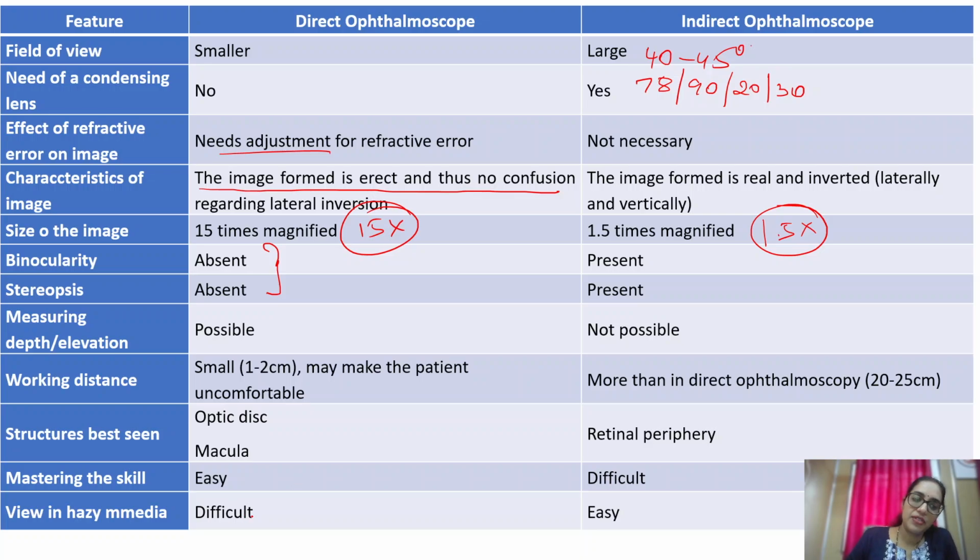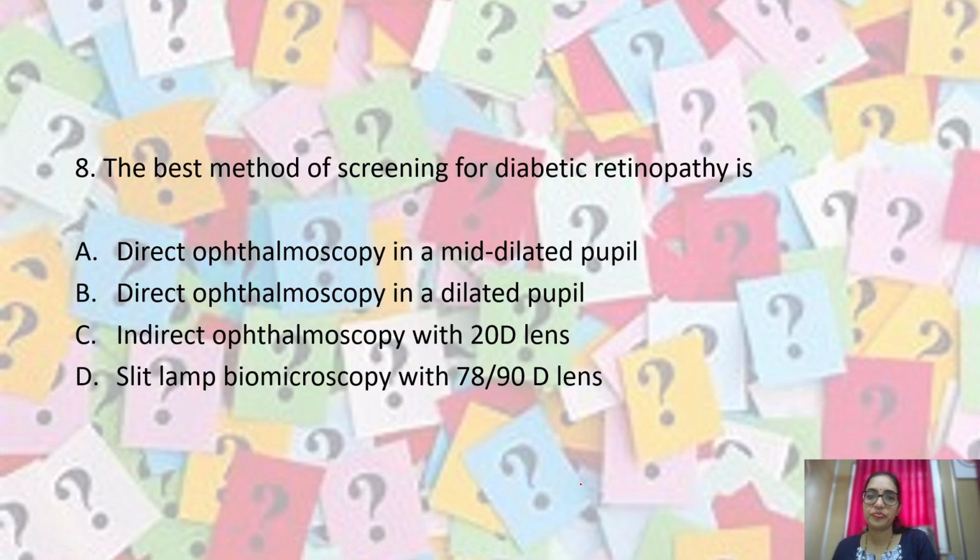An important difference is viewing the macula, viewing the retina in a difficult or a hazy media is very difficult in direct ophthalmoscopy because the illumination is not that bright. But in indirect, it is easier.